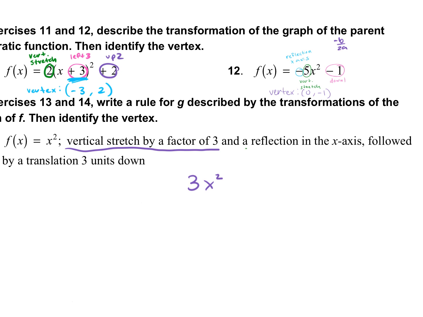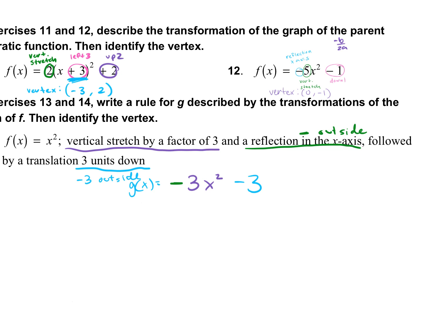How do I show a reflection in the x-axis? Negative on the outside. Followed by a translation 3 units down. -3 where? Inside or outside? Outside. So g of x is equal to -3x squared minus 3.